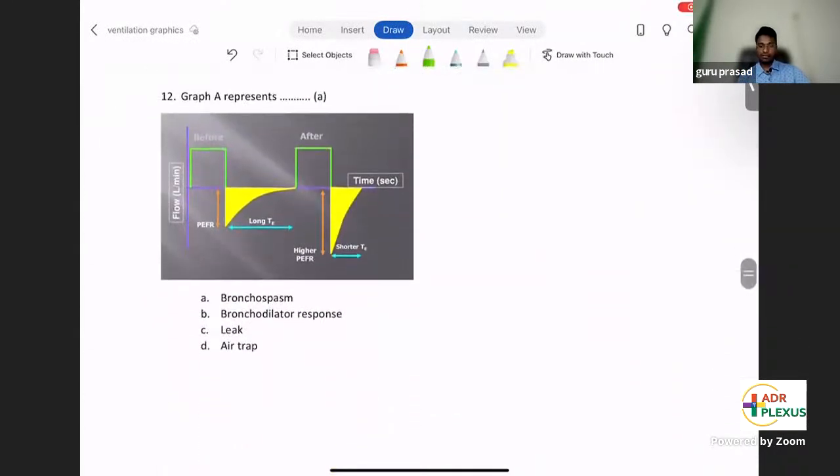Now next graph, very important. What happened in graph A? I have given one medication here, and now graph B has come. So what does graph A represent? Can anyone tell? Out of A, B, C, D. This we have already discussed. Whenever your peak expiratory flow rate has decreased and your expiratory time is prolonged, that will happen because of bronchospasm. Yes, right.